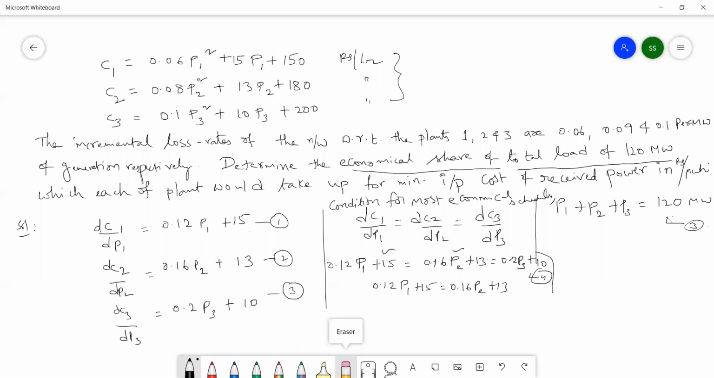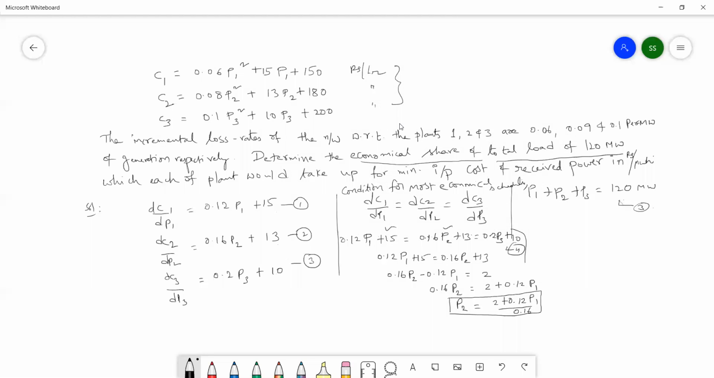Now the equation will be turned with respect to P1, P2. How can I write this? 0.16 P2 minus 0.12 P1 equals 15 minus 13, that is 2. Now 0.16 P2 equals 2 plus 0.12 P1. Therefore, P2 equals (2 plus 0.12 P1) by 0.16. This is your value of P2 in terms of P1. All right.